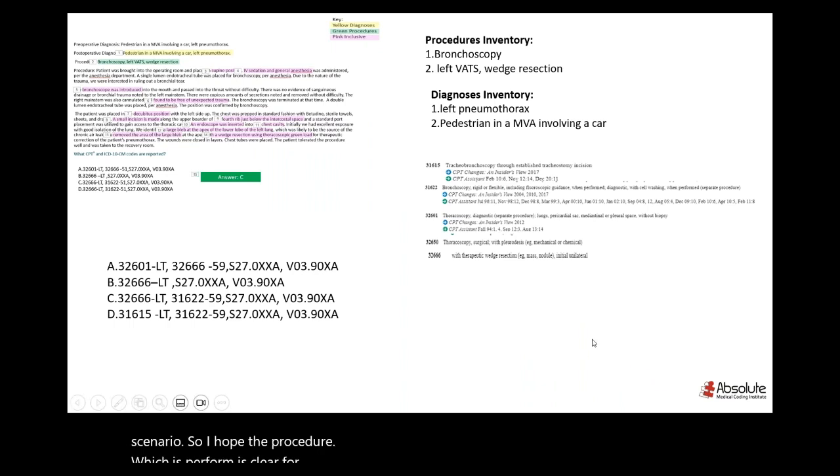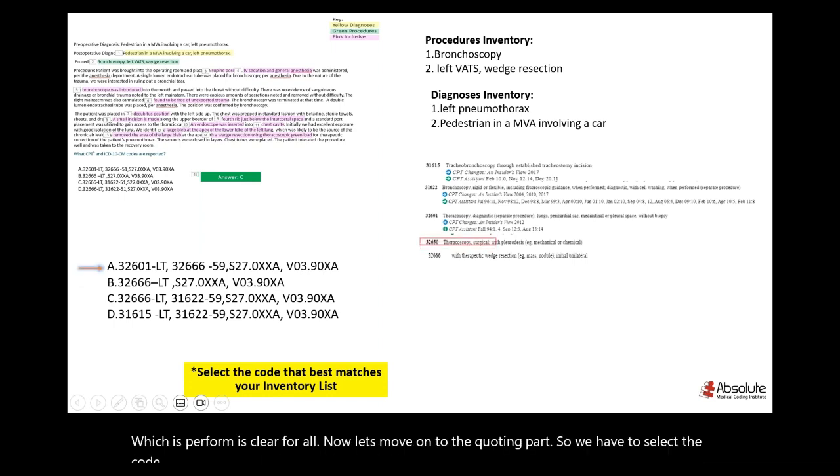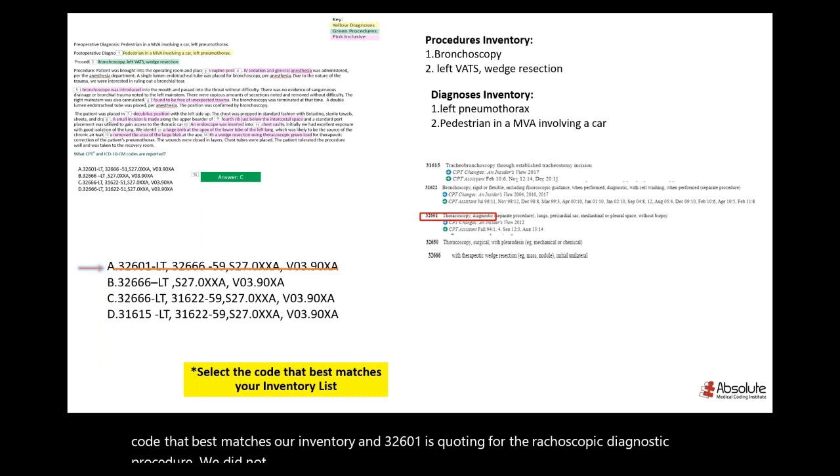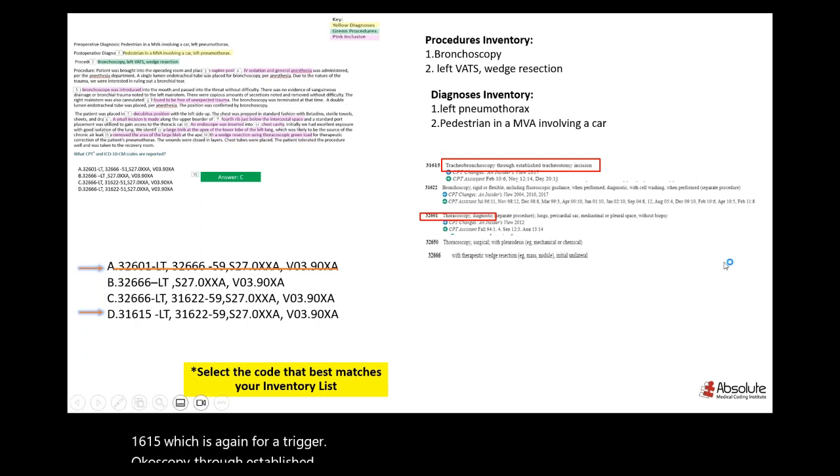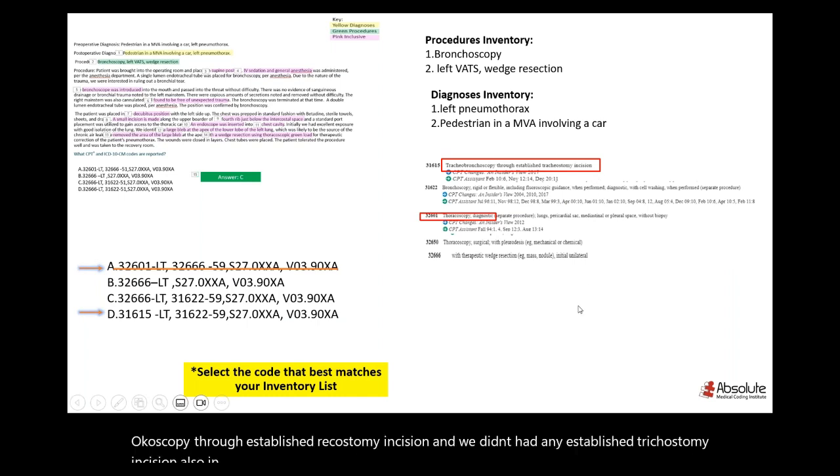Now let's move on to the coding part. So we have to select the code that best matches our inventory, and 32601 is coding for thoracoscopic diagnostic procedure. We didn't have a diagnostic thoracoscopy procedure performed here. We had bronchoscopy followed by video assisted thoracoscopic surgery. Option D is coding for 31615, which is again for a tracheal bronchoscopy through established tracheostomy incision. And we didn't have any established tracheostomy incision in the scenario. So option D is also incorrect.